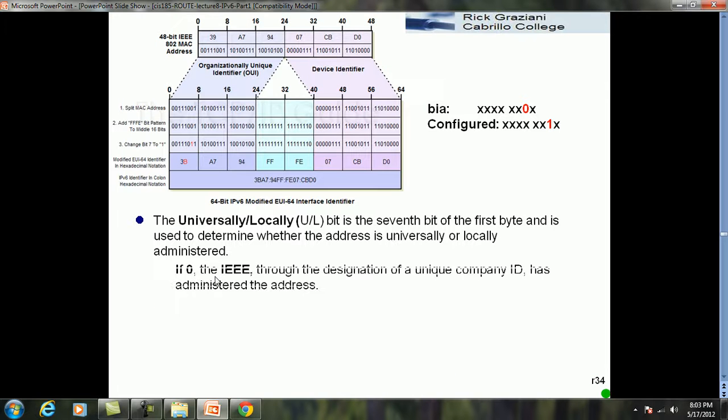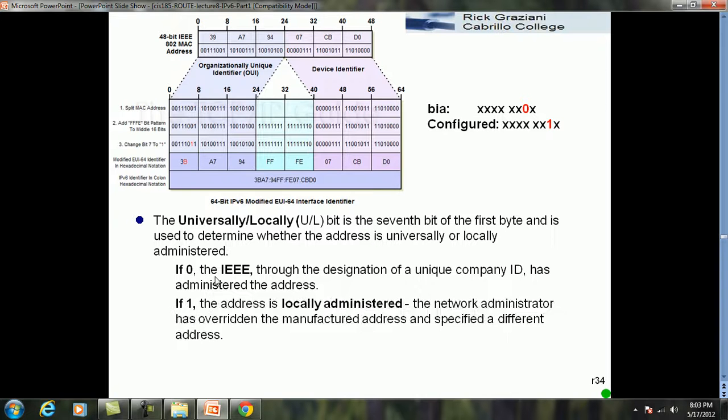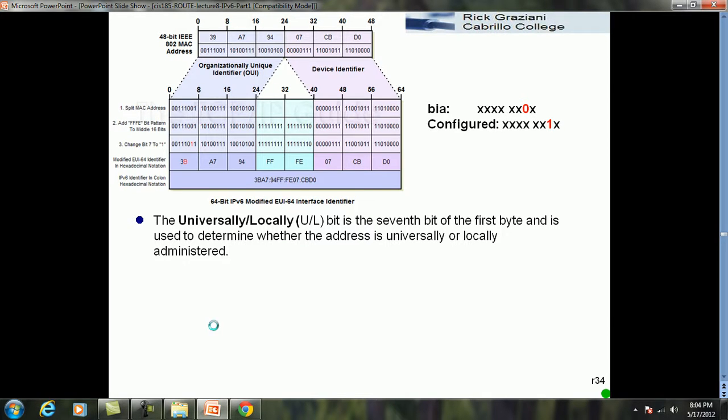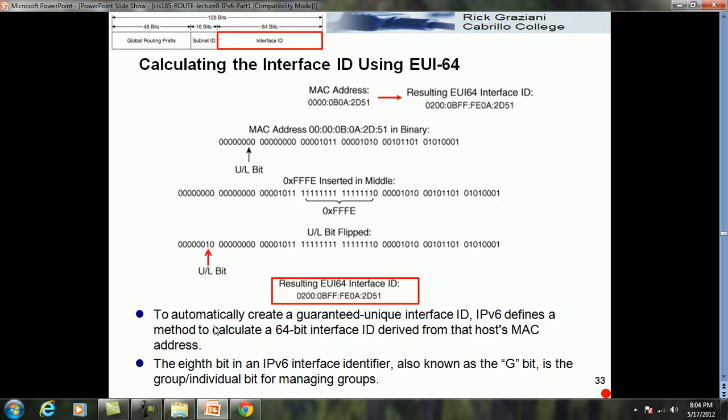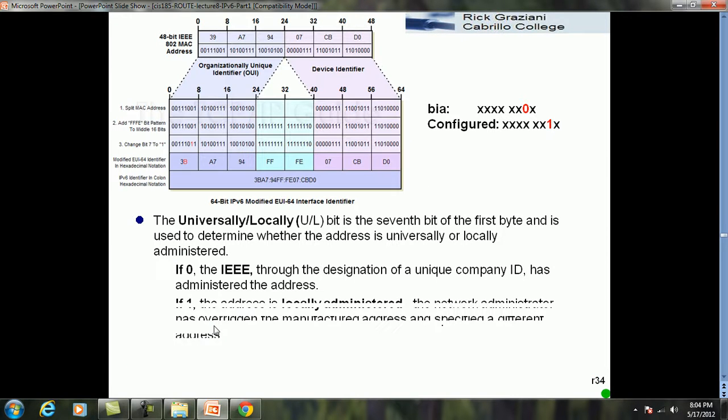If it's 0, the IEEE, through the designation of a unique company ID, has administered the address. And if it's 1, the address is locally administered. So we'll make it 1, so we're locally administering it. The network administrator has overridden the manufacturer address and specified a different address. That's why it became 2. In the previous example it became 0 2, because 0 0 1 0 is 2. Got it?